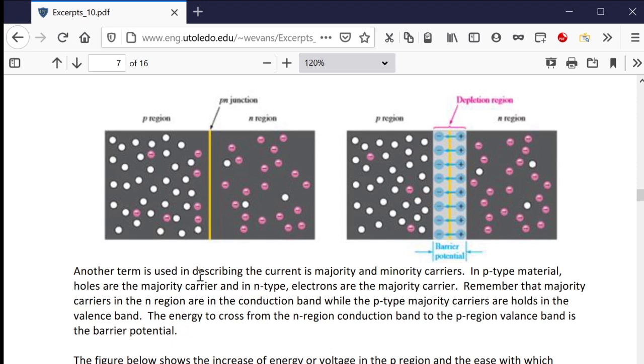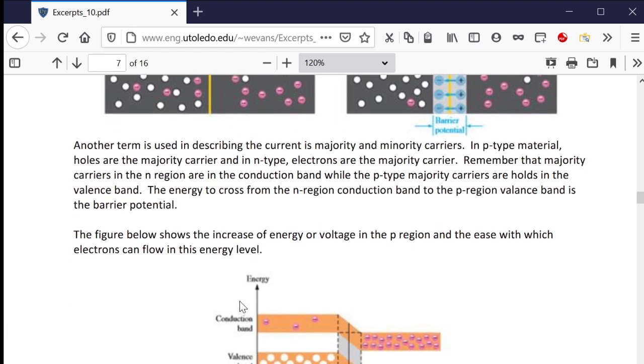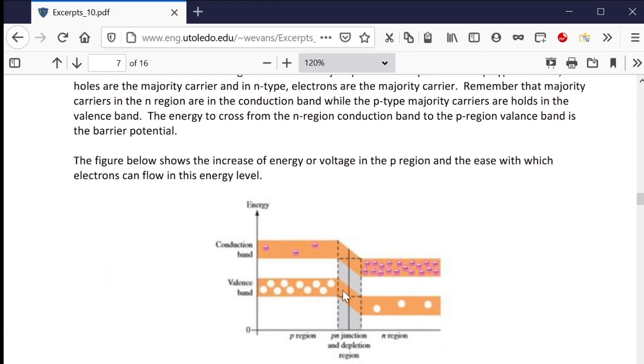The other term to describe the current is majority and minority carriers. In P-type material, holes are the majority carrier, and in N-type, electrons are the majority carrier. Remember that the majority carriers in the N region are in the conduction band, while the P-type majority carriers are holes in the valence band. The energy to cross from the N region conduction band to the P region valence band is called the potential barrier. And here it is right here.